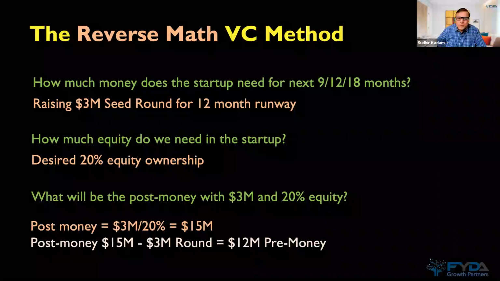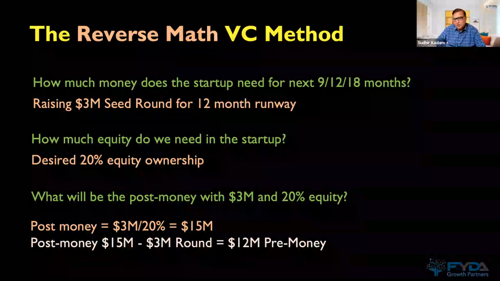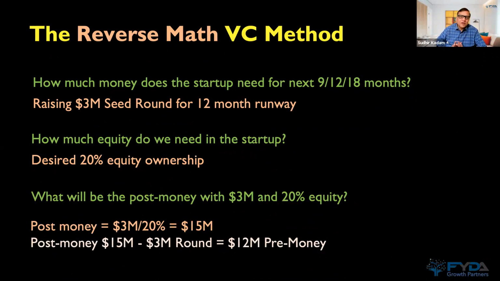What will be the post money with 3 million and 20% equity? The post money will be 15 million. So 15 million minus 3 million will be a 12 million pre-money round. It's very simple math. If you understand what is pre-money, what is post money, and you understand the equity percentage is always based on post money, all this is permutations and combinations of the same thing.